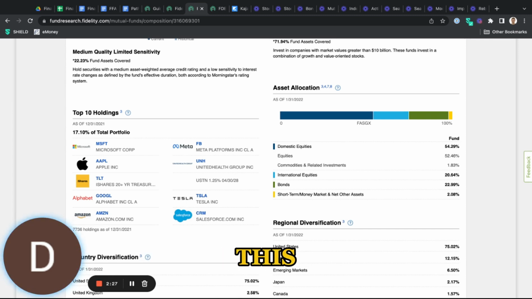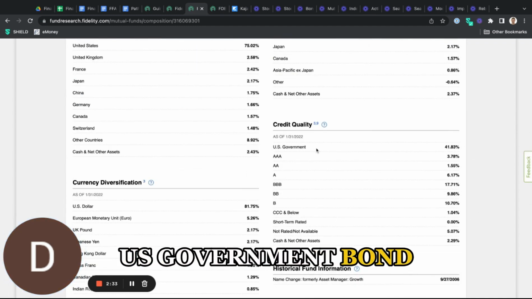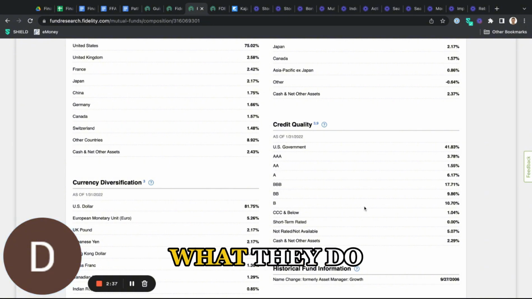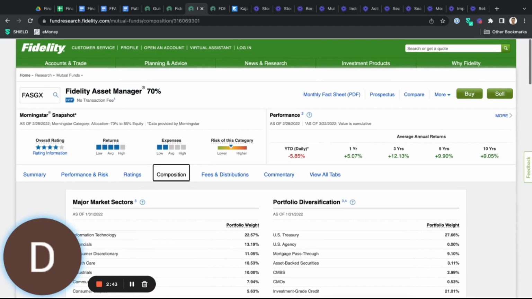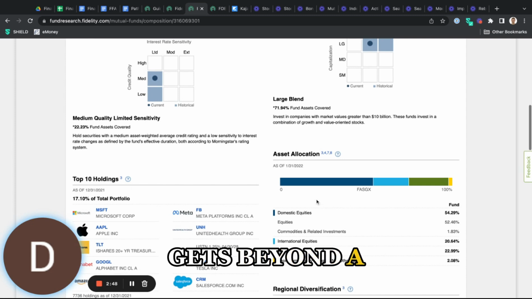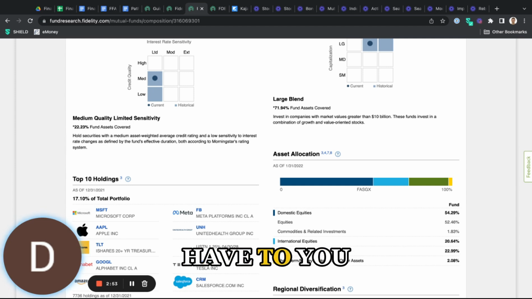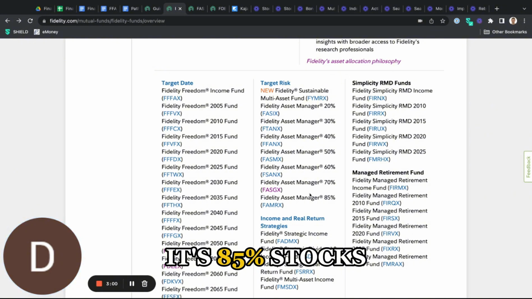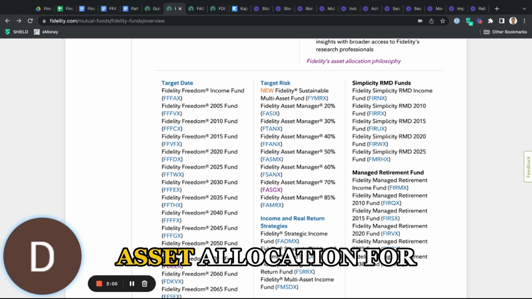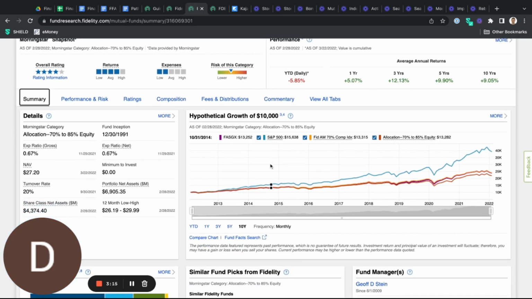So you buy this, and you can see regional diversification, and credit quality on the bonds like I talked to you about. So if it's US government bond or AAA or AA or BBB or whatever, they maintain this asset mix for you. They rebalance for you. Once it gets beyond a certain threshold, they will correct it. They do that on an ongoing basis, so you don't have to. You just buy this fund based on how much you want in stock: 85% stock, 70, 60, 50, 40, 30, 20. And then they will manage it and maintain the asset allocation for you. Pretty nice.